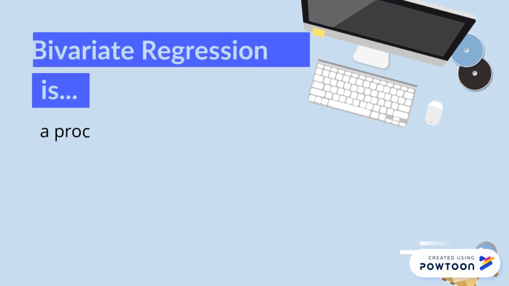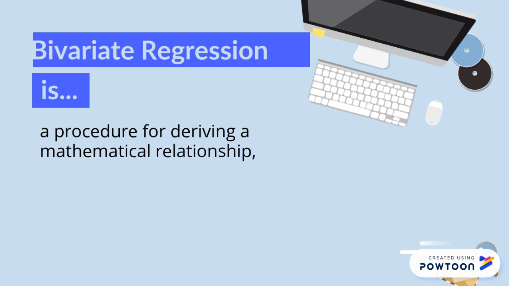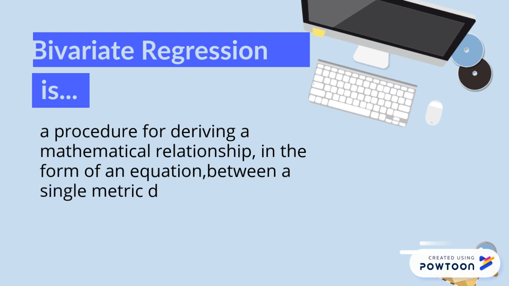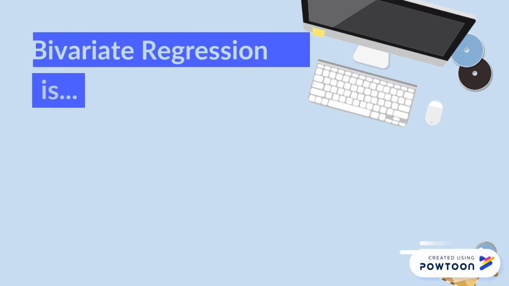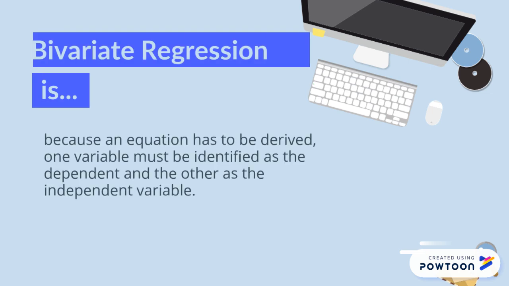Bivariate regression is a procedure for deriving a mathematical relationship, in the form of an equation, between a metric-dependent variable and a single metric-independent variable. The analysis is similar in many ways to determining the simple correlation between two variables. Well, because an equation has to be derived, one variable must be identified as the dependent and the other as the independent variable. The example given earlier in the context of simple correlation can be translated into a regression context.